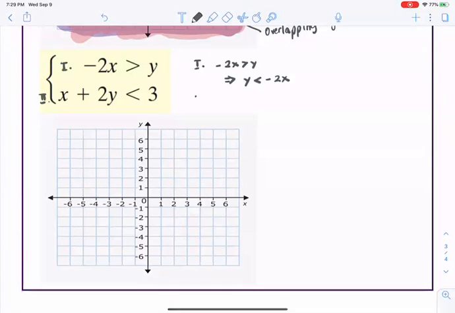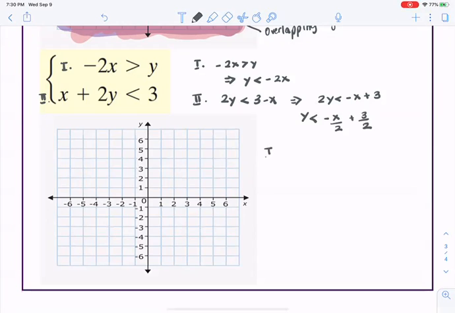And the second inequality, I can rewrite it as 2y less than 3 minus x. Move x to the other side, it becomes minus x, which would mean 2y is less than minus x plus 3. Divide by 2 on both sides. 2y over 2 is y. Negative x over 2 is simply negative x over 2. And plus 3 over 2.